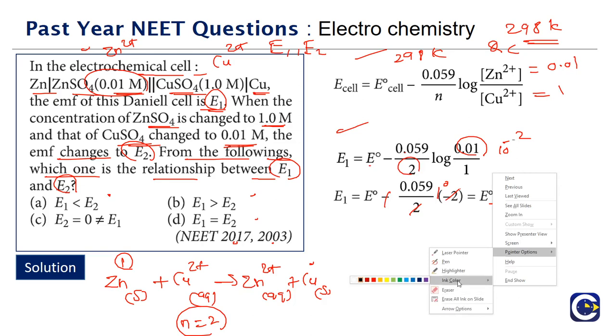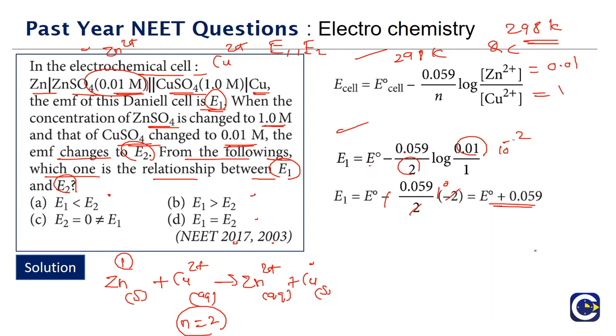Now what we need to do, we have to find out what is our E2 value. So if we are able to find the E2, we can compare. So what is E2 value? The concentrations are interchanged. So E2 will be E0 minus 0.059 by 2 log of, so here the Zn2+ is 1 and copper 2+ is 0.01, right? So what is 1 by 0.01? This is like 100. Log 100 is what? 2. So if you get 2 here, then 2 and 2 are cancelled.